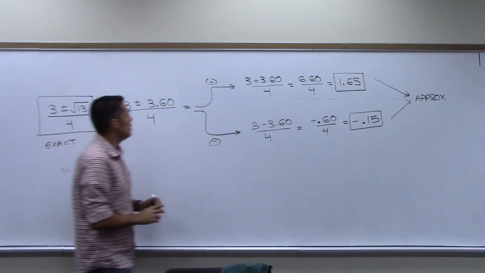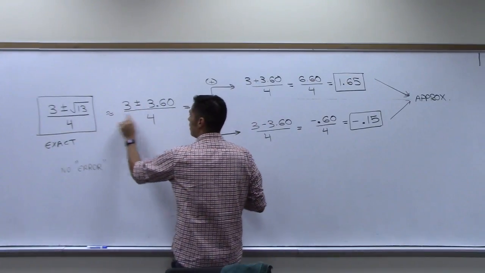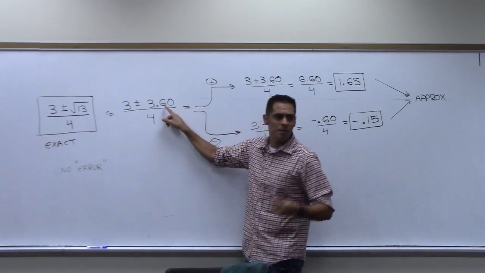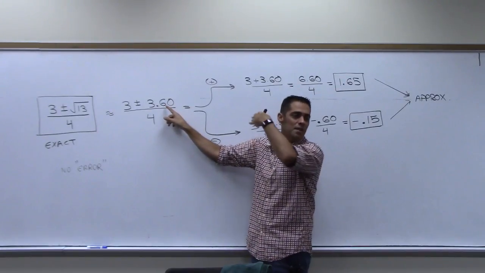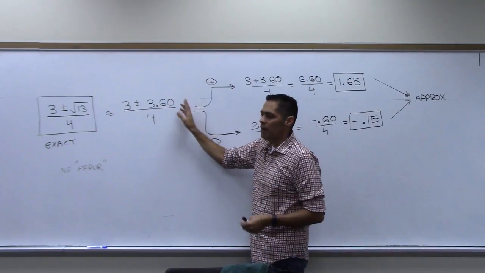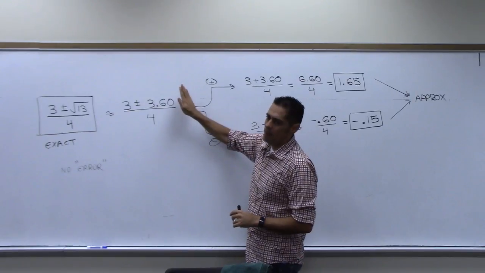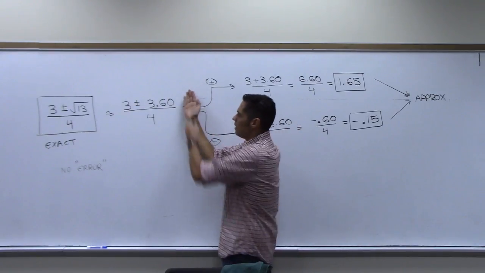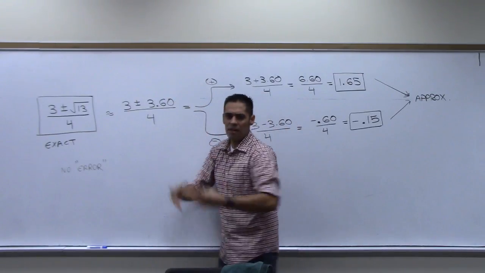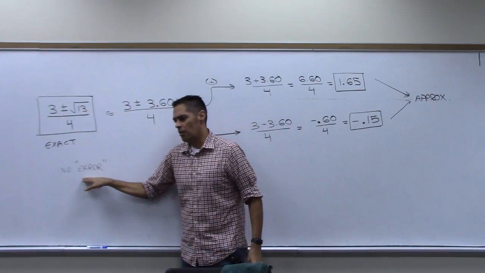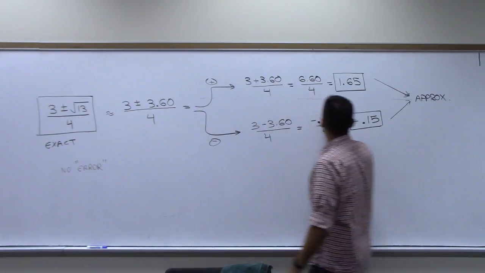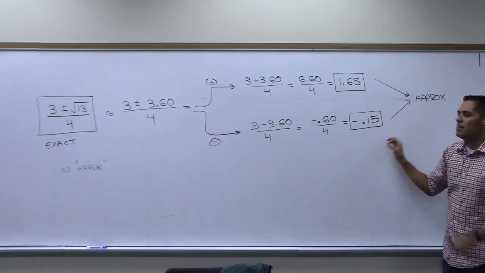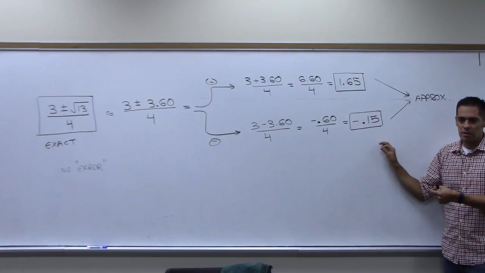Over here, when I use this squiggly equals, it's because that 3.60, it wasn't 3.60, it was like 3.60 something, right? And it kept going. And so at some point I had to stop. And as soon as I stop and cut off those other pieces, I create error in the problem. And so these answers are close to the true answers, but they're not exactly the true answers.